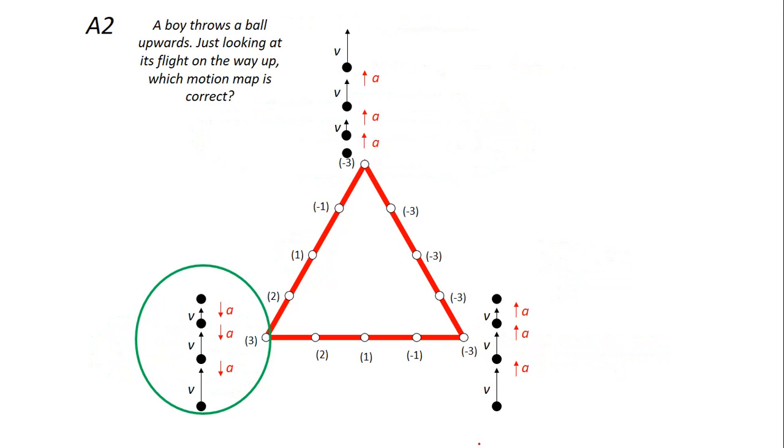Number 2 is a boy throws a ball upwards. So it starts with a high initial velocity and its velocity gets smaller. That's why this one's wrong, because the velocity gets bigger. And because its velocity is getting smaller, the acceleration should point in the opposite direction. This acceleration points in the same direction. So that's why that's incorrect. And that's why this one is correct.